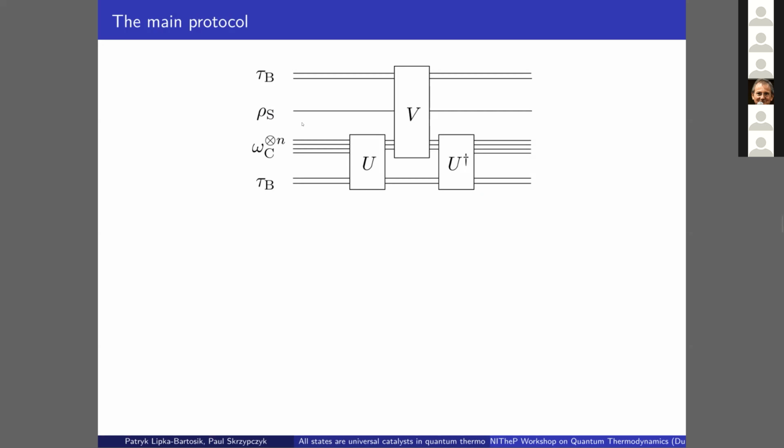So the protocol consists of three steps. For simplicity, here I use the heat bath. This denotes the heat bath, and just for clarity of presentation, I'm denoting two parts of the heat bath, and this is the same heat bath. And the protocol consists of three steps. In the first step, we apply the first unitary.